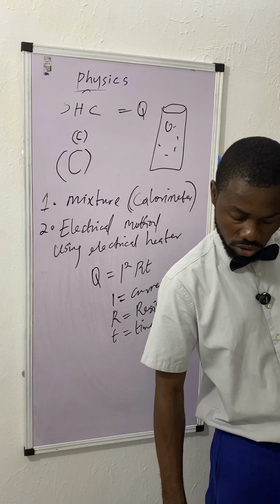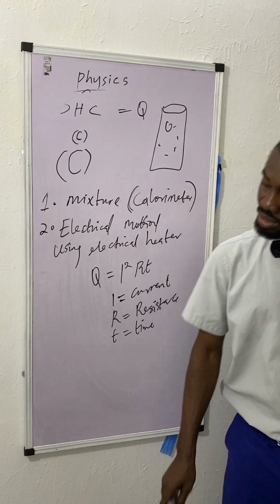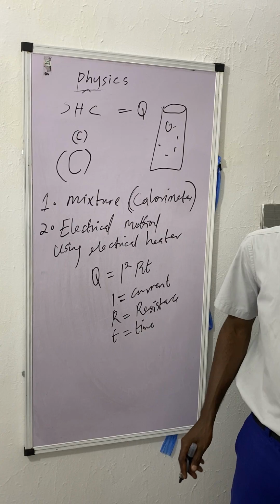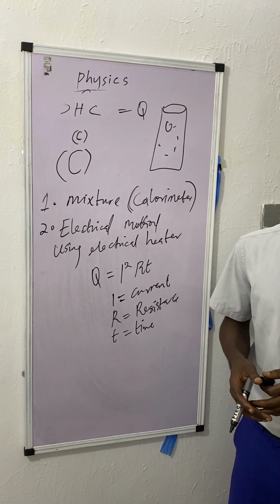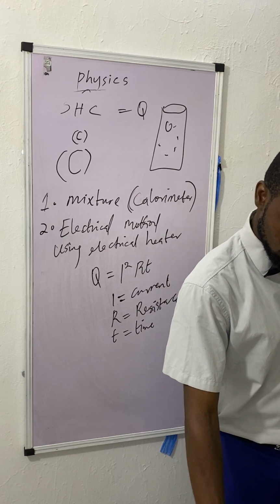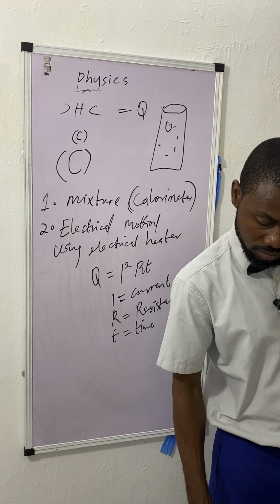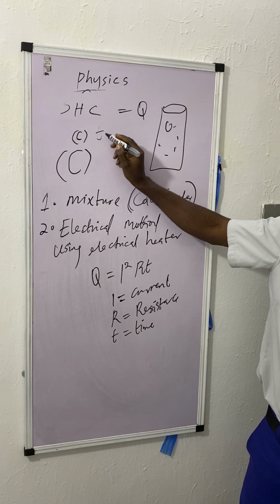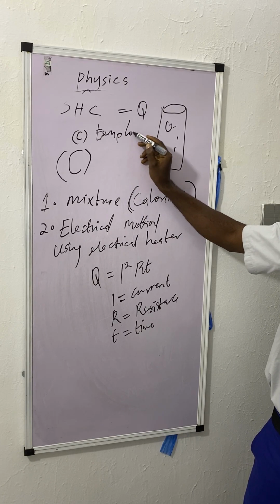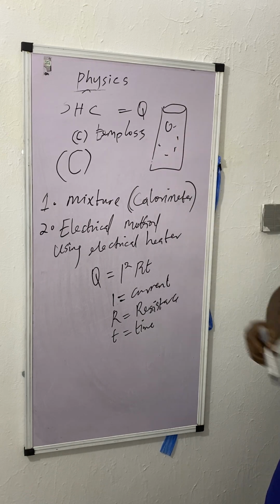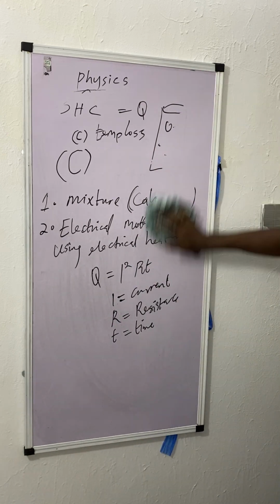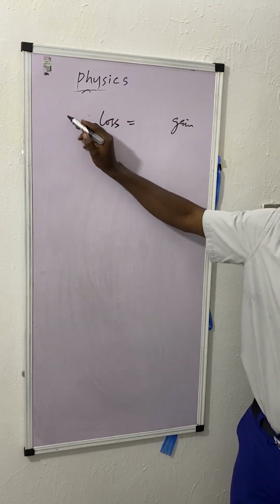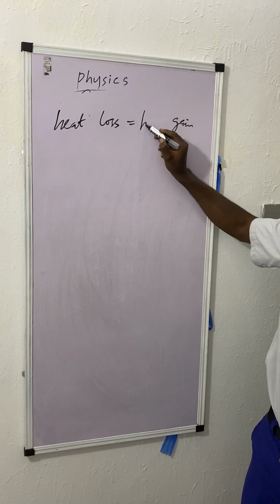There is Newton's law of heat transfer. Heat loss is equal to heat gain. This is the general law we use in heat capacity. Anything involving heat capacity, latent heat, heat loss, heat gain.